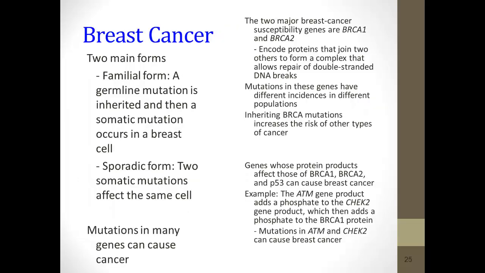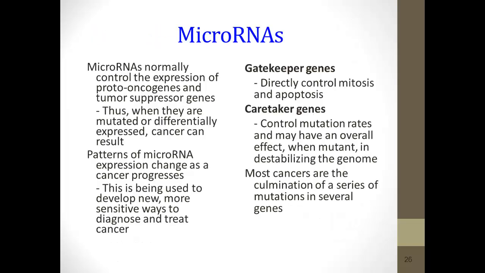Breast cancer. There are two main forms, familial and sporadic. We know that there's a susceptibility within the BRCA1 and BRCA2 genes, and these encode for proteins that join two others and form a complex that allows repair of the double-stranded DNA breaks. With these mutations, the genes cannot do this, and there are different incidences in different populations. Inheriting the BRCA mutation increases the risk of other types of cancers as well.